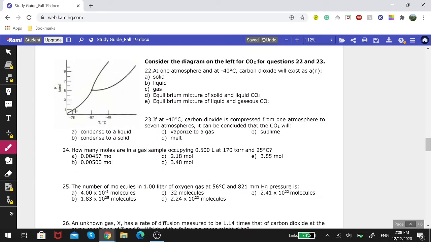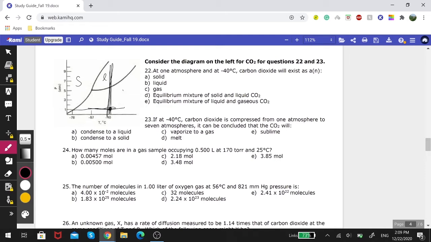Now this substance at negative 40 degrees, which is over here, and 1 atmosphere, which is over here, would be liquid, solid, or gas. Again, this is solid, this is liquid, this is gas. So it will be a gas.